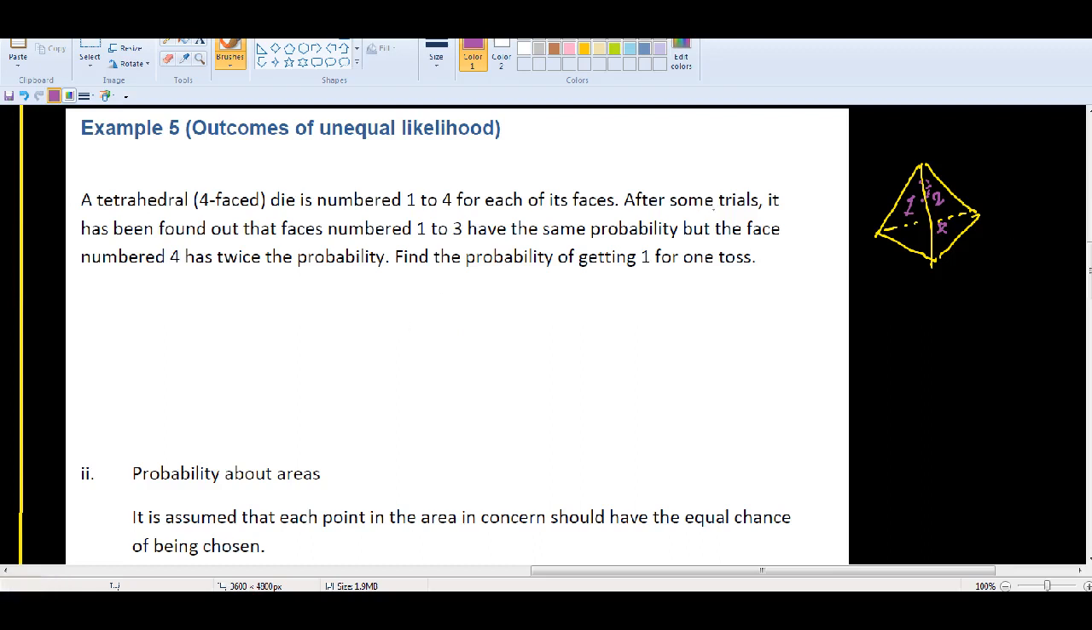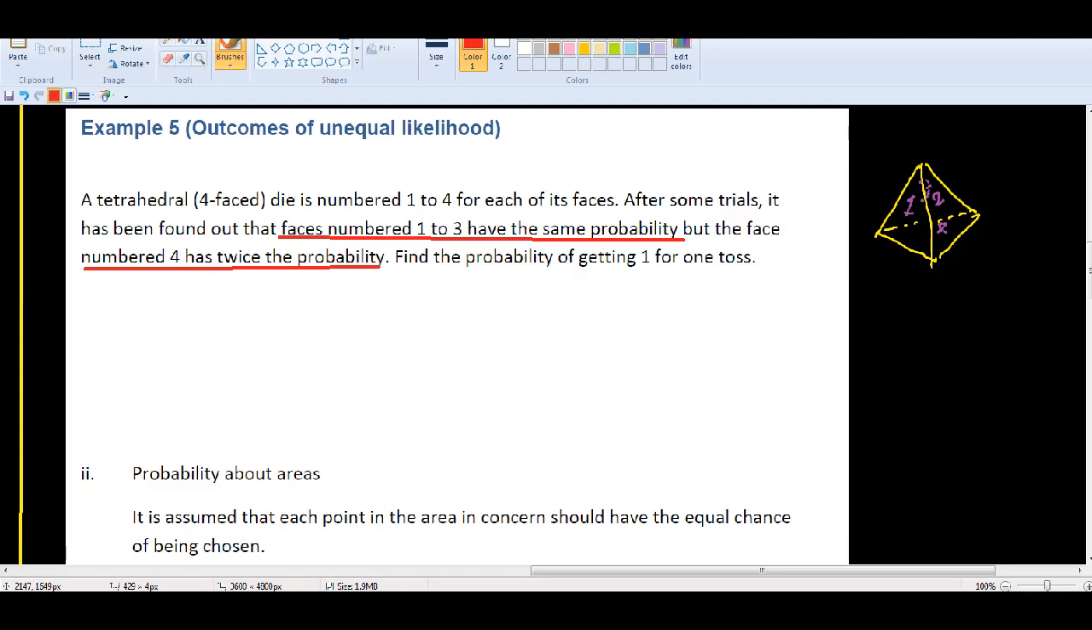Okay, after some trials, it has been found out that the phase numbers 1 to 3 have the same probability, but the phase number 4 has twice the probability. Find the probability of getting 1 for the die. So you need to find the probability of getting 1.